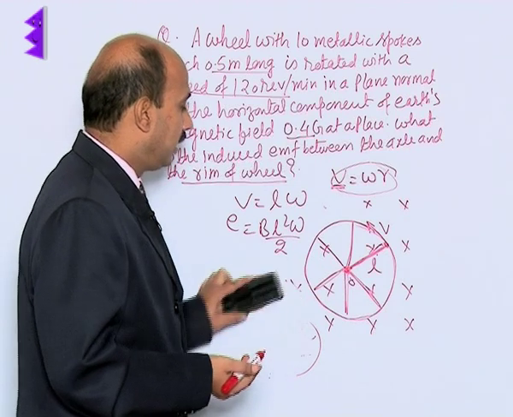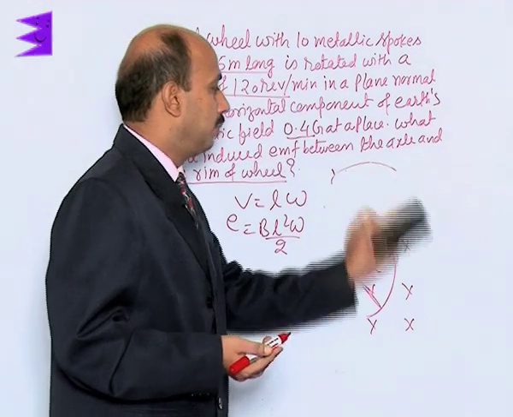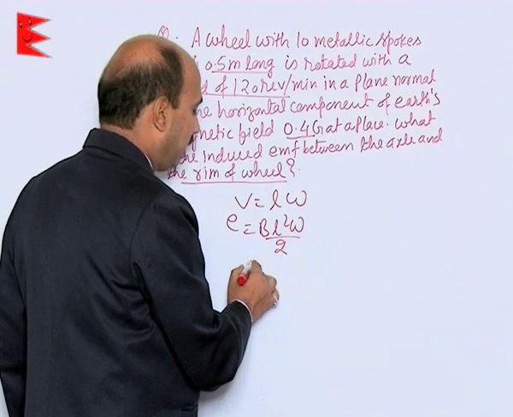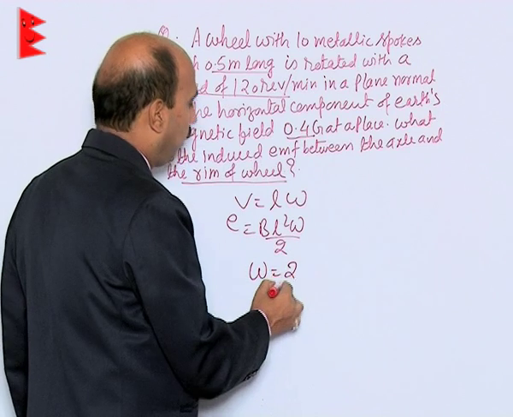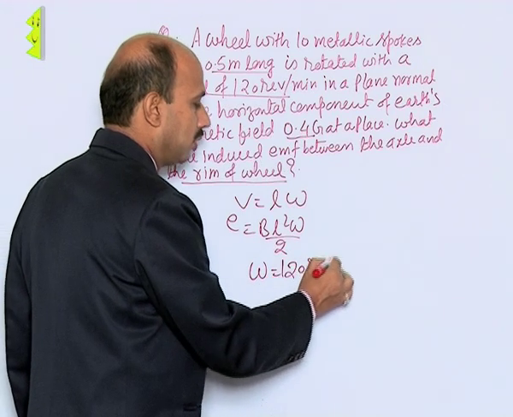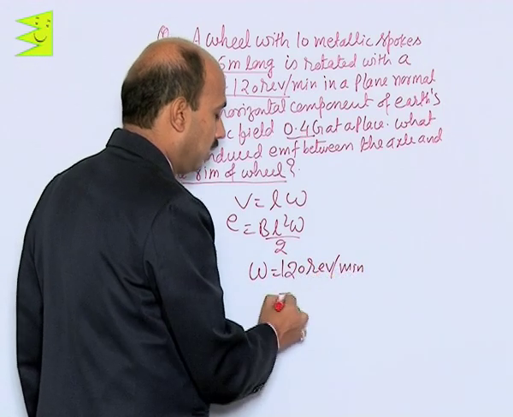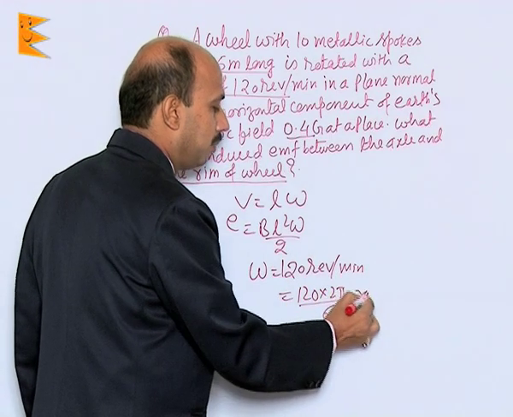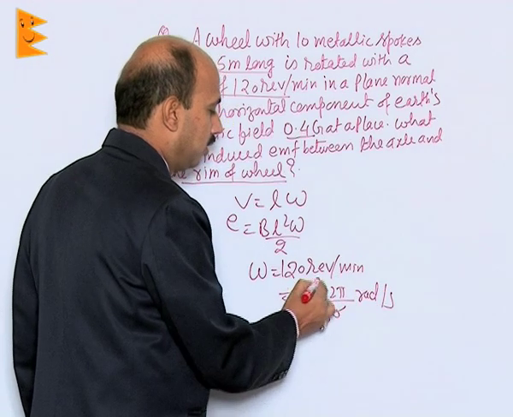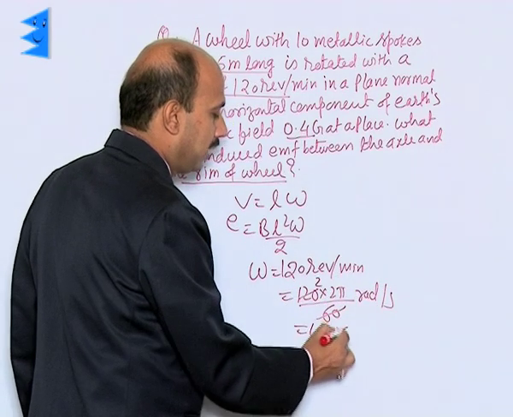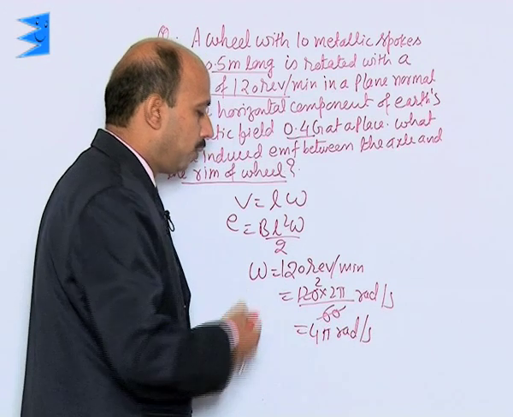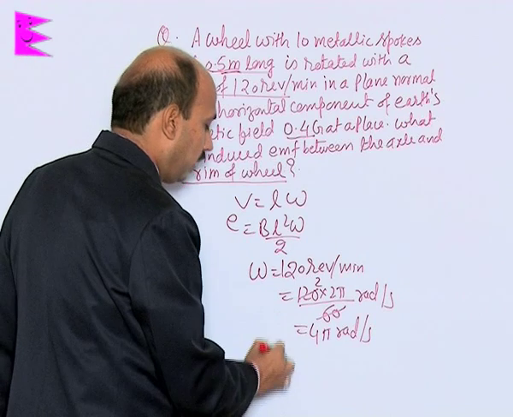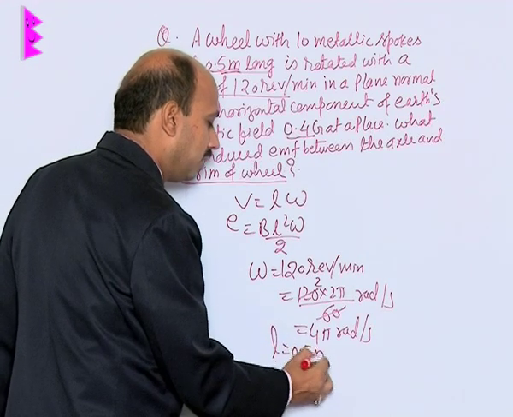Now, we can calculate here. We are given certain values in the question. Omega is given to us as 120 revolutions per minute, that can be written as 120 into 2 pi divided by 60 radian per second, that is equal to 4 pi radian per second. So, you have got the value of omega. The value of L, that is the radius, is 0.5 meter.